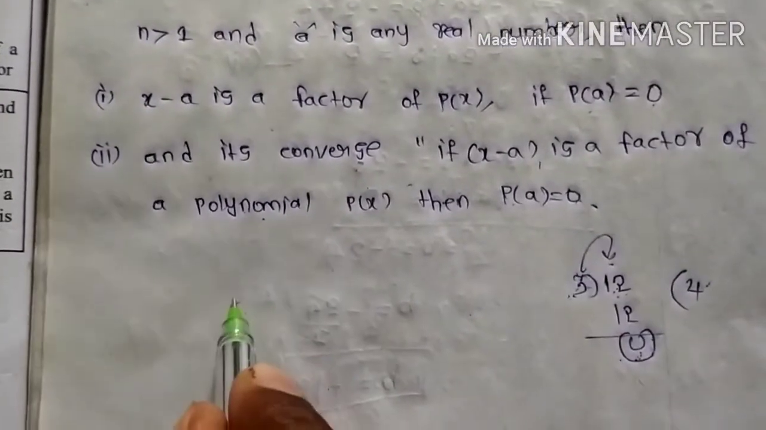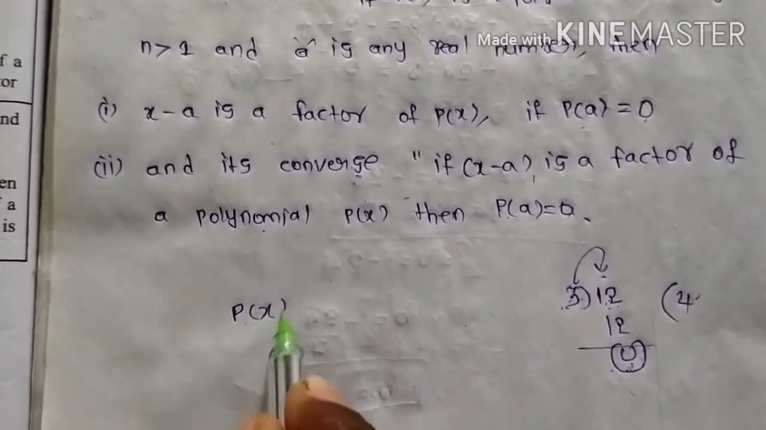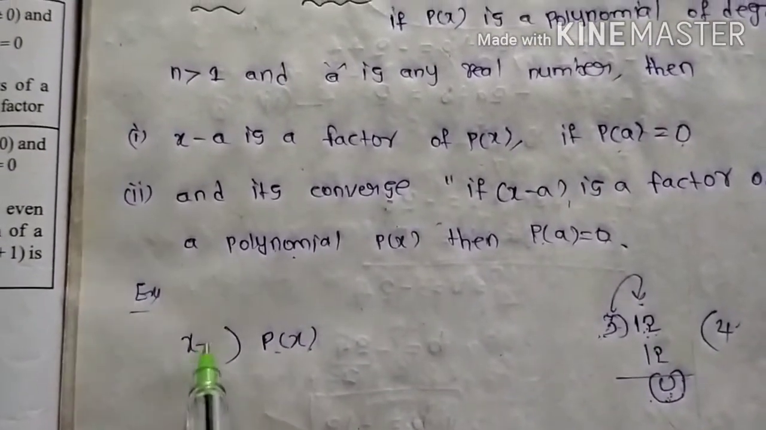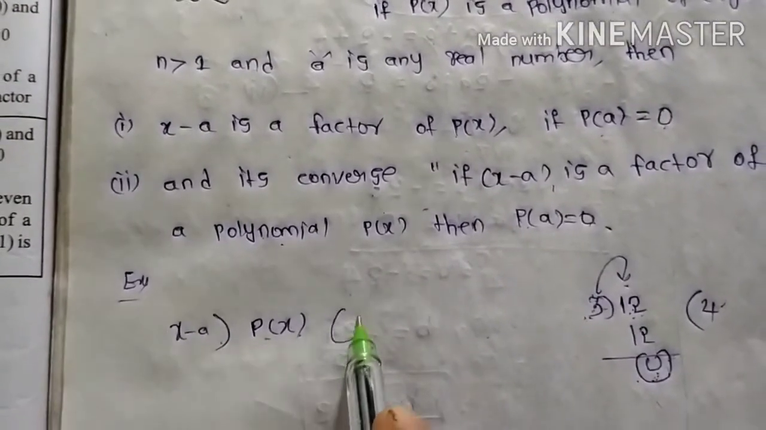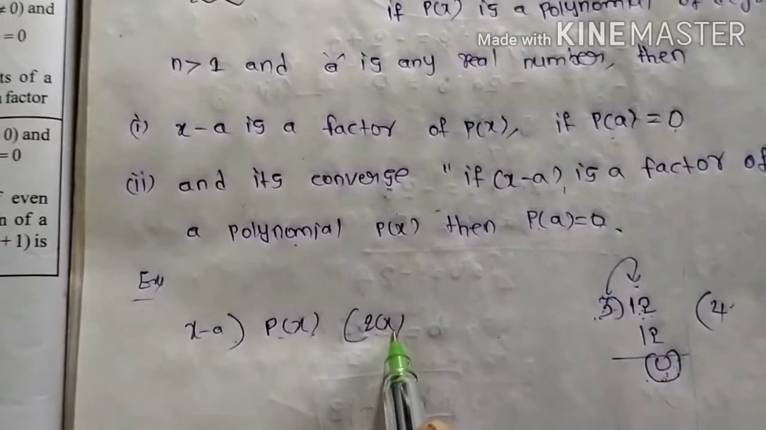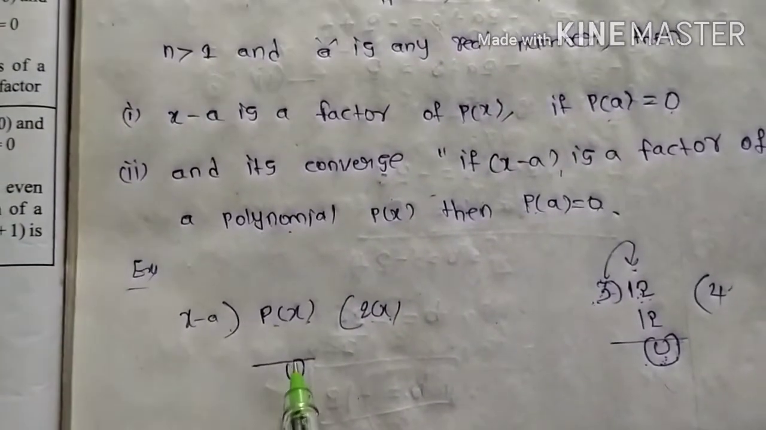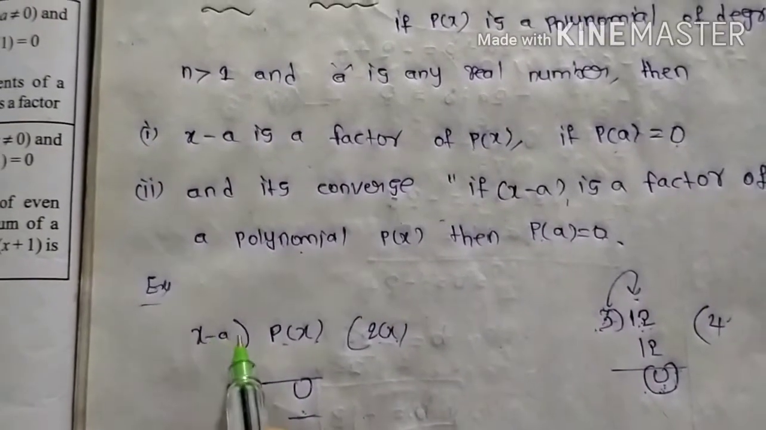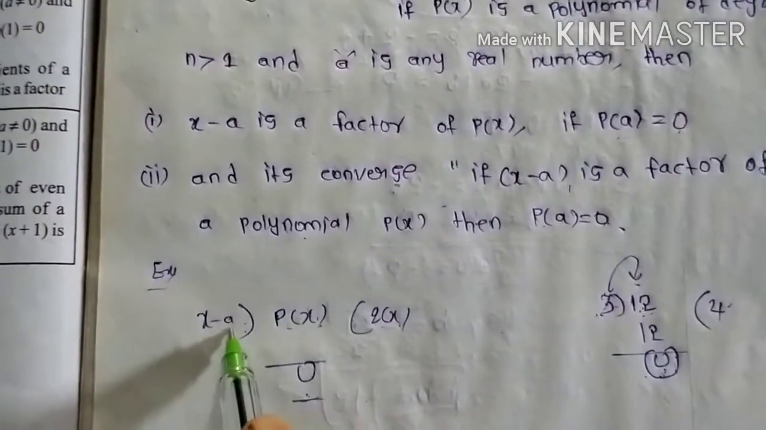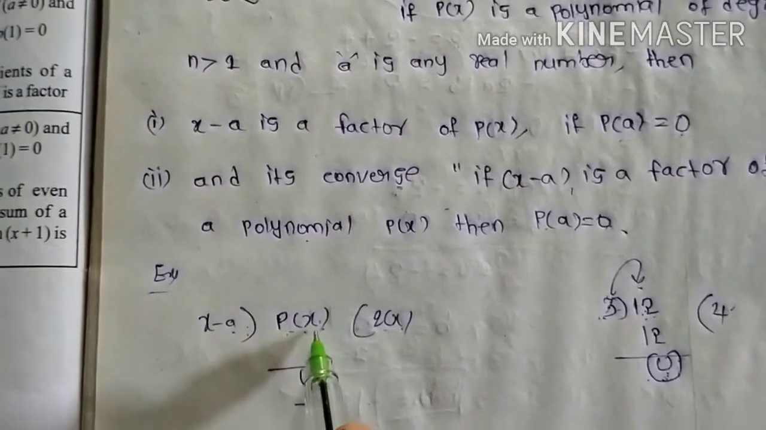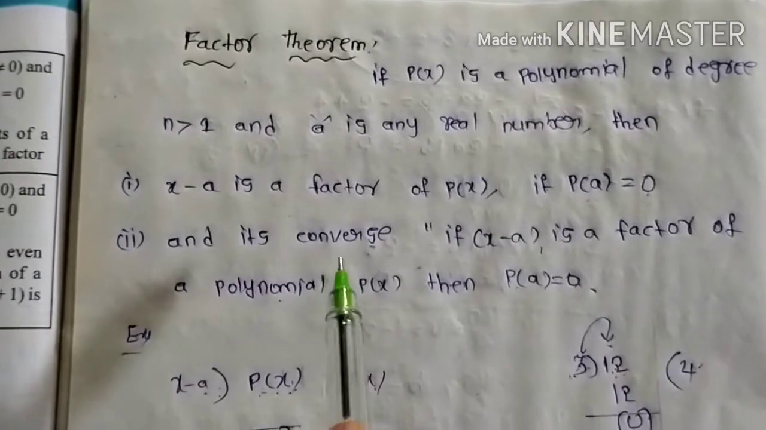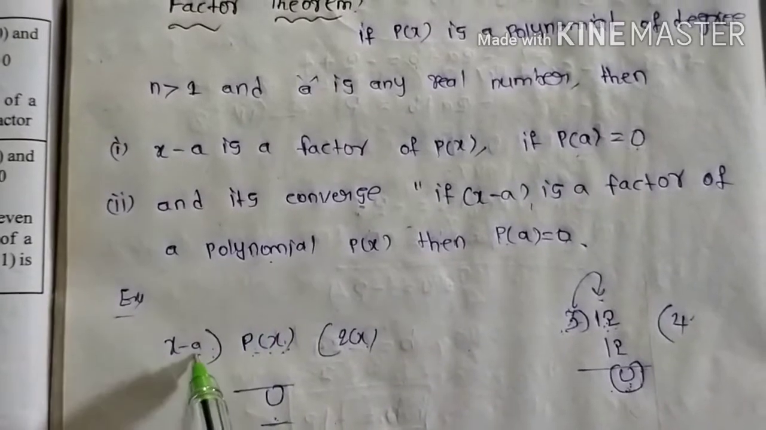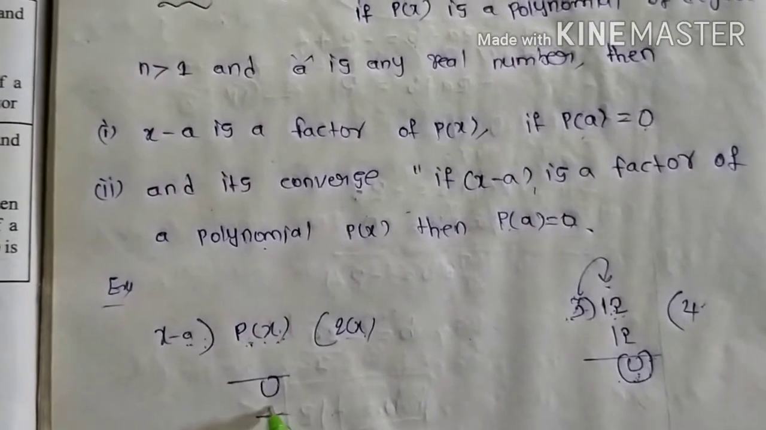For example, I am taking p of x just for the purpose of an example. If p of x is divided by x minus a, we will get some quotient, say q of x. If you are getting 0 as the remainder, then x minus a is a factor of p of x. Is it okay? This is called the factor theorem. This is very, very useful in exercise 2.4. You can simply remember, if x minus a is a factor of p of x, then the remainder is 0.